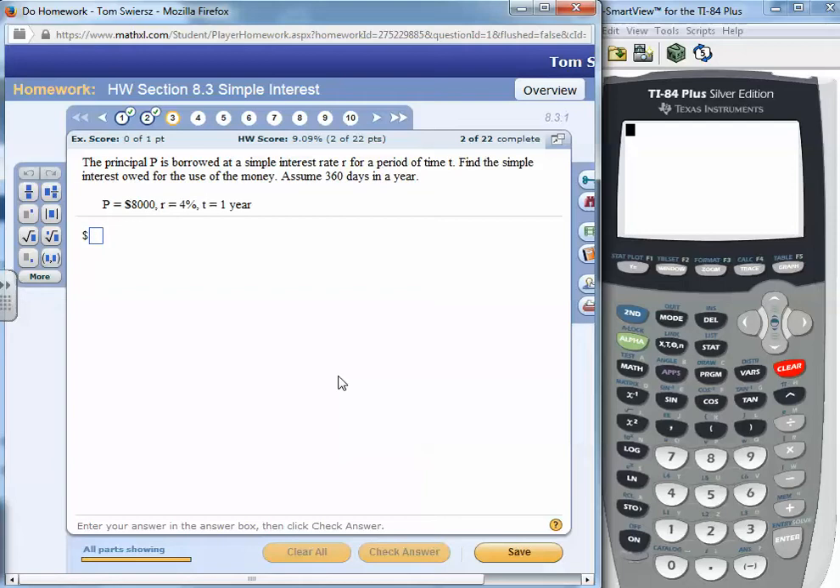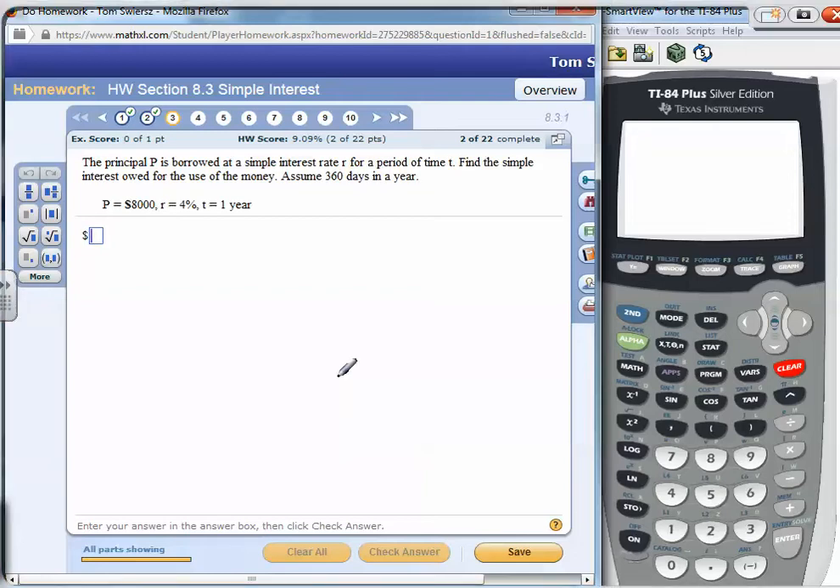Okay, homework exercise number 3. The principal P is borrowed at a simple interest rate for a period of time. Find the simple interest owed for the use of the money. Assume 360 days in a year. So the principal is 8,000, rate is 4%, and the amount of time is 1 year. So we just had the formula. Interest is equal to P times R times T.